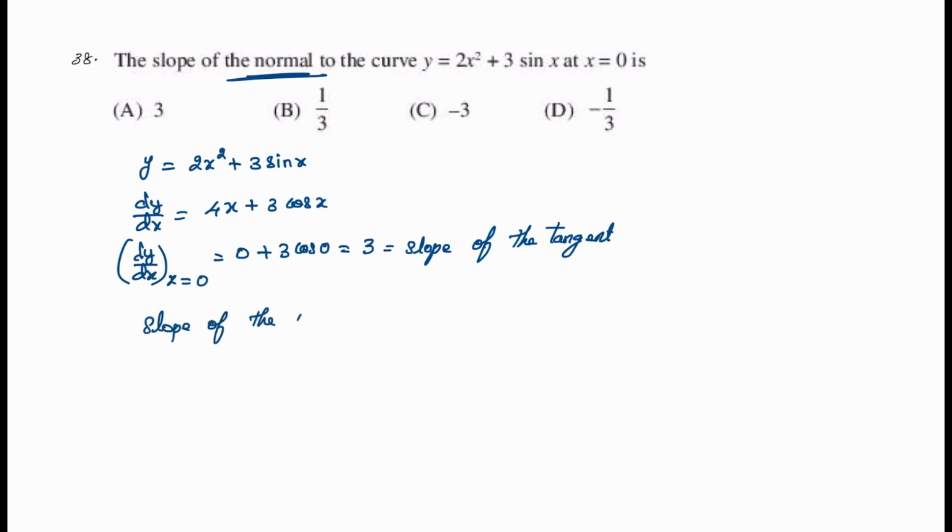Therefore, slope of the normal is, change the sign and write the reciprocal. That is, we are using the formula m1 times m2 is minus 1. This is the perpendicularity condition. The answer is D option, which is minus 1 by 3.